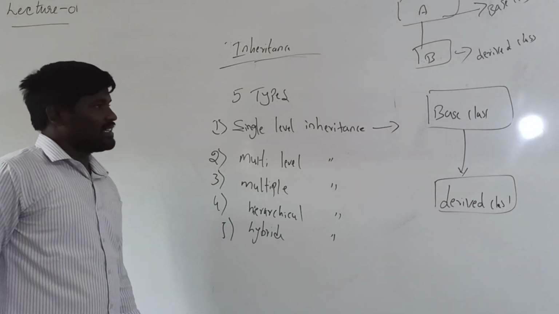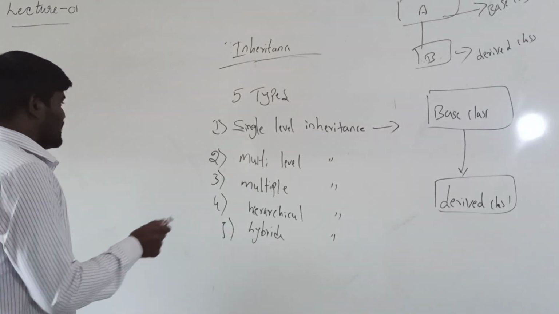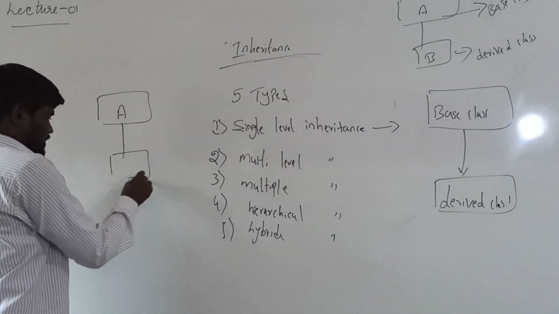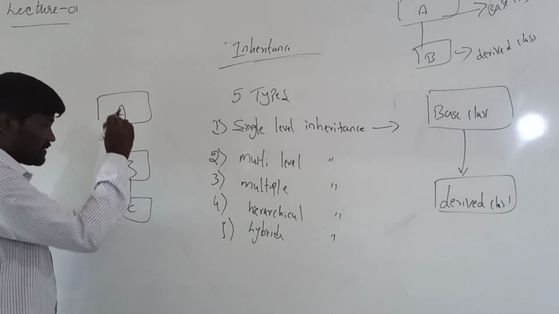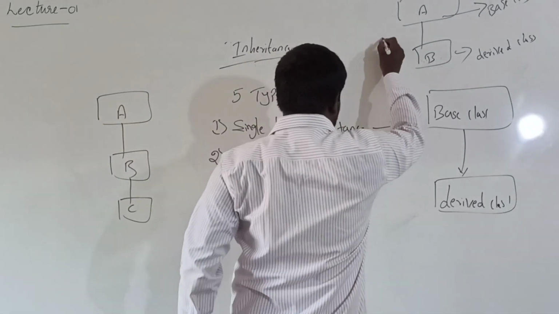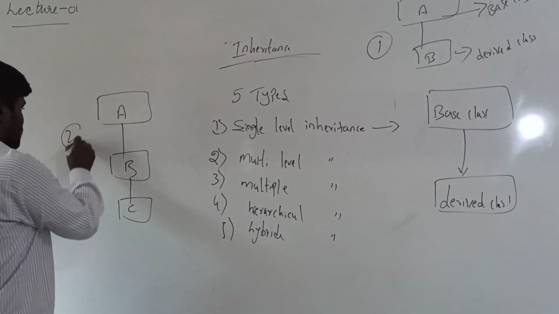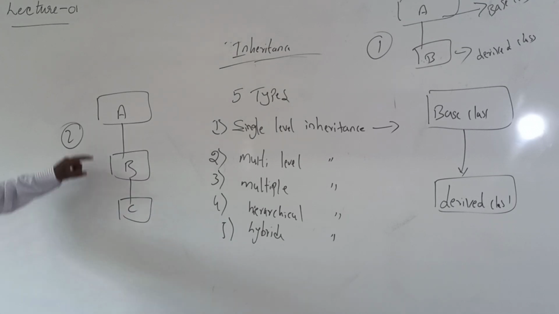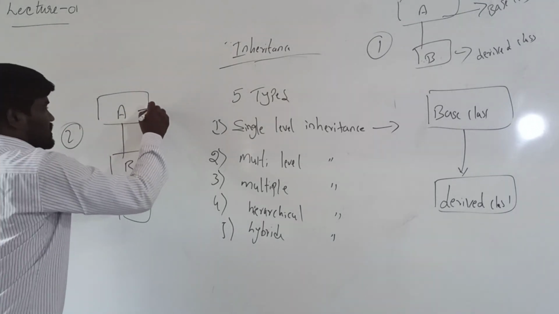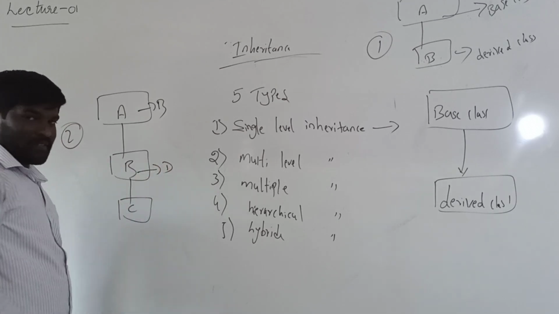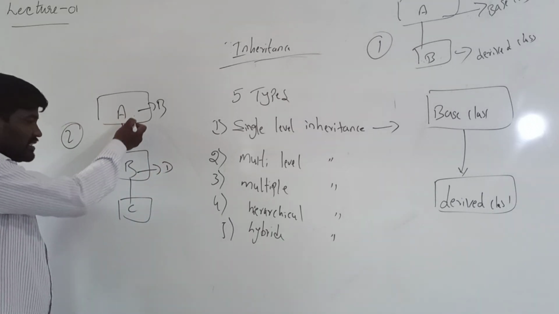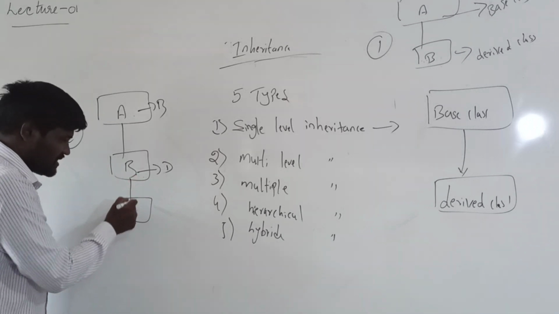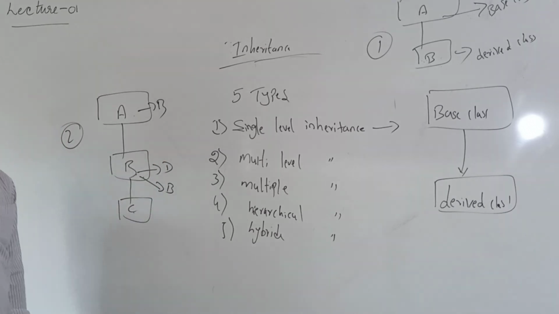Second one is multi-level inheritance. See here, multi-level means here A is there, here B is there, here C is there. First I will explain the diagram, then it is easy to write a definition. Here A is called a base class, and B is called a derived class for A. Then for C, B is again a base class.